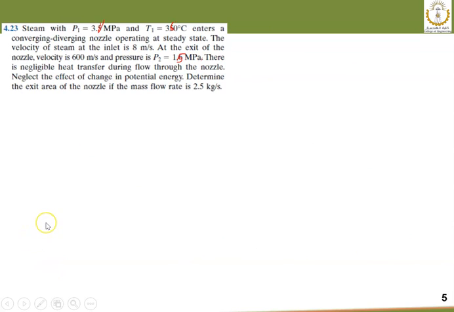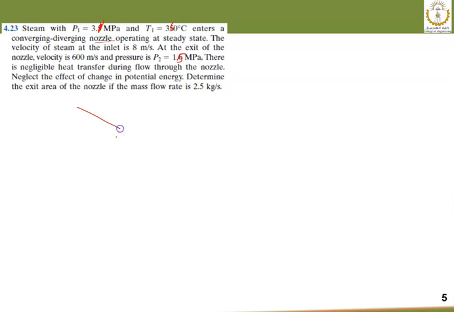This is another problem, and we are also dealing with a nozzle. So here we have steam with P1. I changed the numbers because, as I told you, this book has an issue with the numbers, that if you use the numbers given, then we'll need to do a lot of interpolation, and I don't want to waste time with that. So here I will take it as 3.